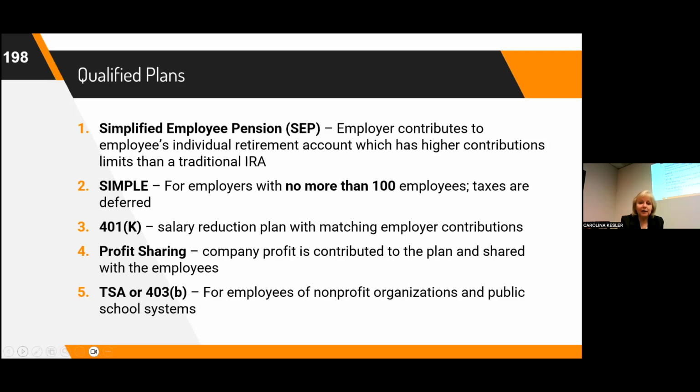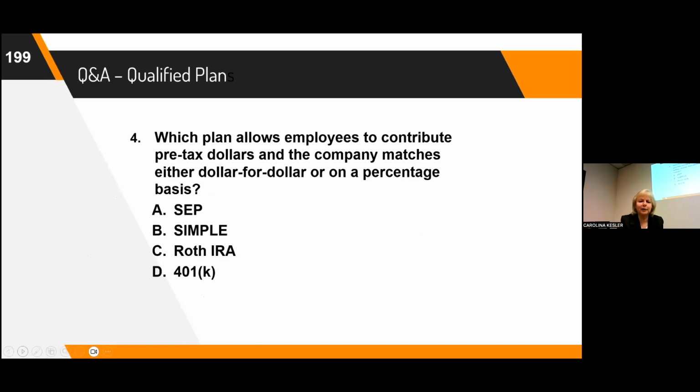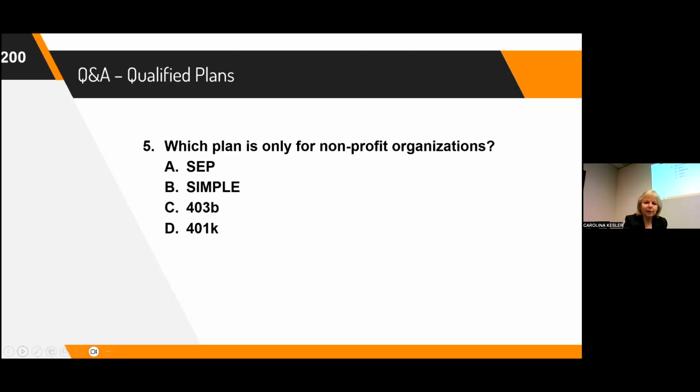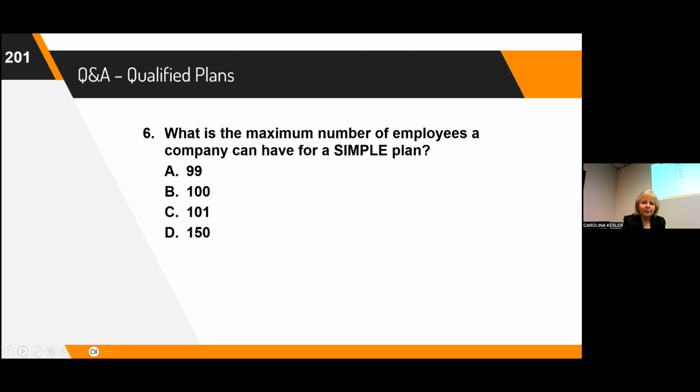A 401k is a salary reduction plan with matching employer contributions. Profit sharing is for company profits. They're contributed to the plan and shared with the employees. And a TSA or 403B is for nonprofits like schools, churches, police, fire, those kinds of people who need a 403B. We can write those, right? In fact, they're pretty fun. Which plan allows employees to contribute pre-tax dollars and the company matches? Yes. Which plan is only for nonprofits? 403B. Good. Maximum number of employees on a SIMPLE? 100.